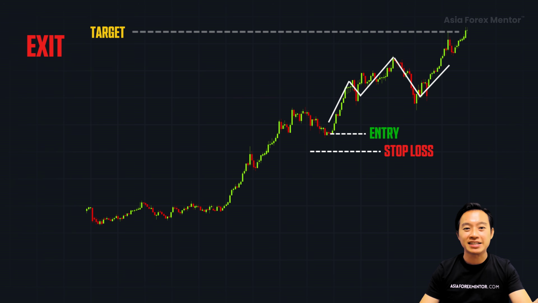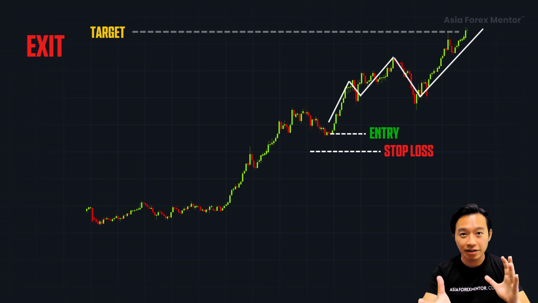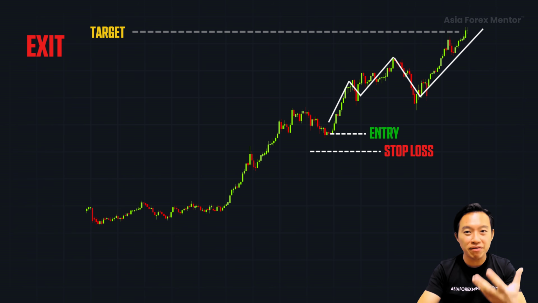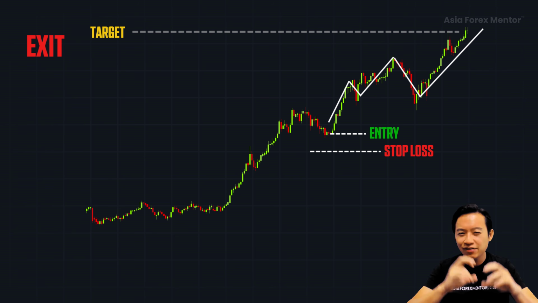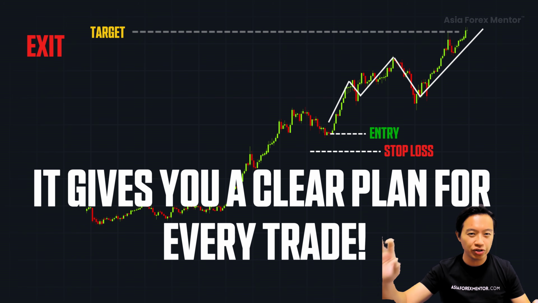Okay, so now let's see what happens next. After the market moves, it allows you to close the trade with a good profit. So that's how it's all put together. It is a simple and effective way, but more importantly, it gives you a clear plan for every trade itself.